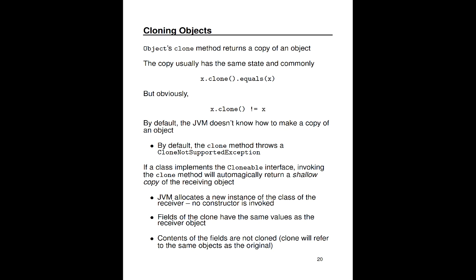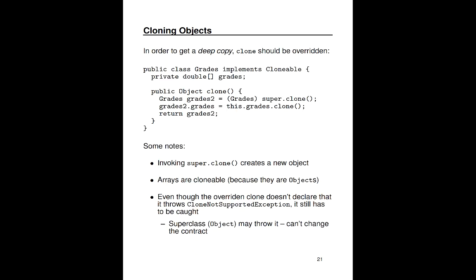So underneath the covers, the JVM will create a new instance of the class. It won't call any constructors though, which is a little weird. And it'll copy the values of the fields. Well, actually, yeah, it'll still refer to the same values. And so this means that even though the initial object is cloned, any objects that it refers to have not been cloned, which may or may not be what you want. If you do want a deep copy of the object, you need to override clone to provide a new implementation.